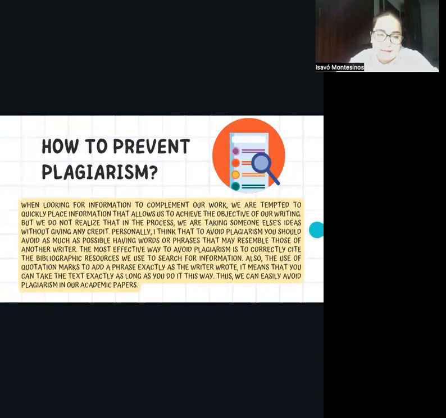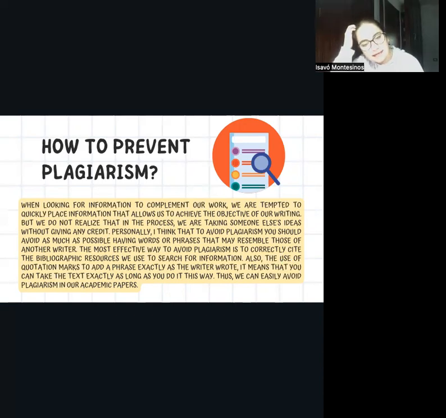How plagiarism is prevented. This is a personal opinion. When looking for information to complement our work, we are tempted to quickly place information that allows us to achieve the objective of writing. But we don't realize that we are taking someone else's ideas.